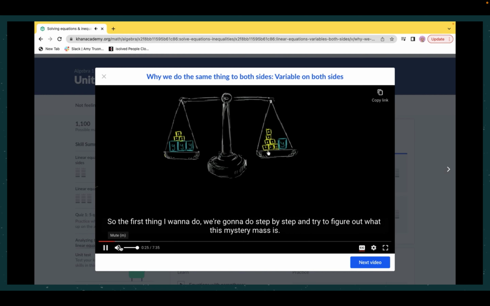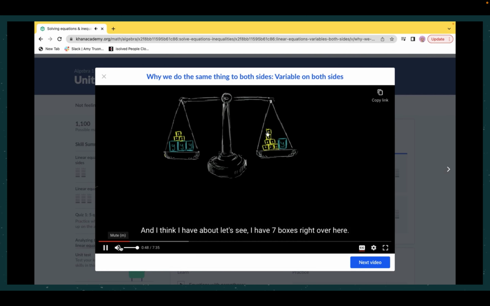So the first thing I want to do, we're going to go step by step and try to figure out what this mystery mass is. But the first thing I want to do is have you think about whether you can represent this algebraically, whether with a little bit of mathematics symbolry, you can represent what's going on in this scale. Over here I have 3 y's and 3 of these boxes, and their total mass is equal to this 1 y, and I think I have about, let's see, I have 7 boxes right over here. So I'll give you a few seconds to do that.